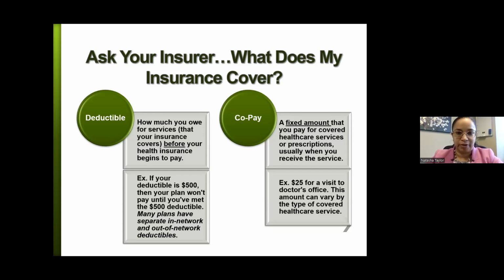Your copay is a fixed amount that you pay for covered healthcare services or prescriptions, usually when you receive the service. For example, $25 for a visit to a doctor's office. And then this amount can vary depending on the type of service that you're getting. So if it's a specialist, sometimes that copay will jump up to $50. Same for prescriptions. You can communicate with your insurer ahead of time.